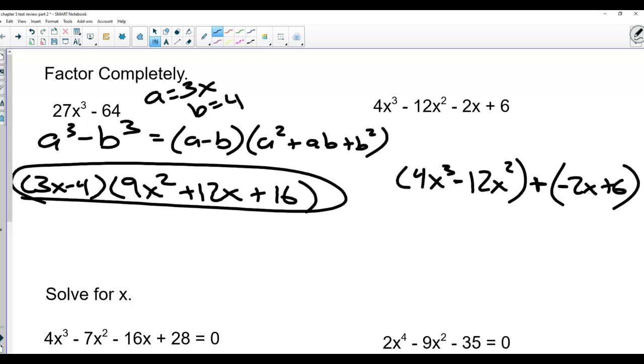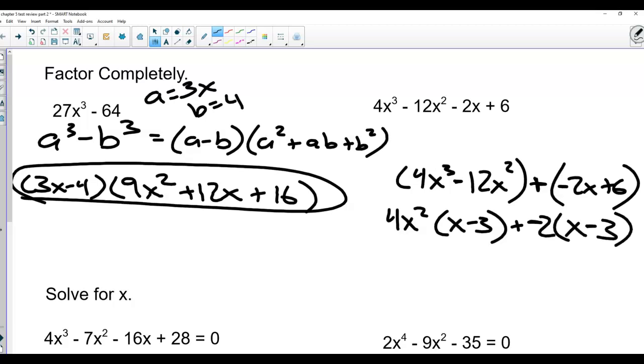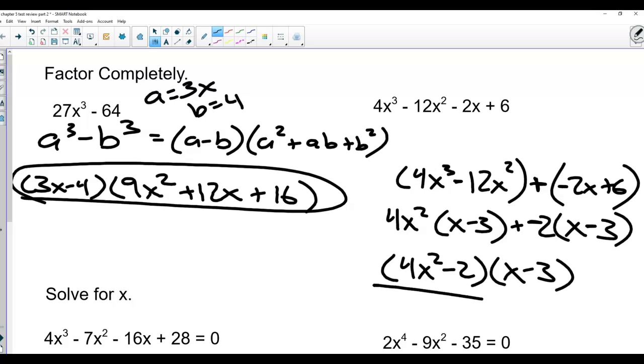My GCF is 4x squared, and I'm left with x minus 3. My GCF is a negative 2, and I'm left with x minus 3. You have to end up with the same thing in the parentheses if you're factoring by grouping. Okay? We put the GCFs together: 4x squared minus 2. And then we bring down the common parenthesis of x minus 3. And this is our answer.